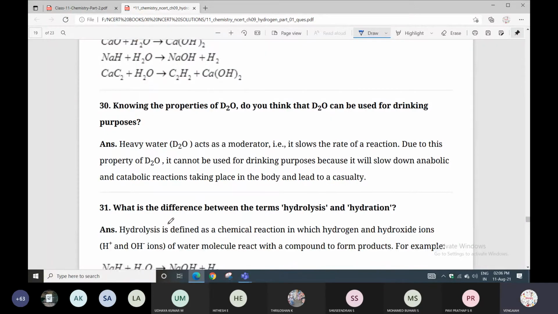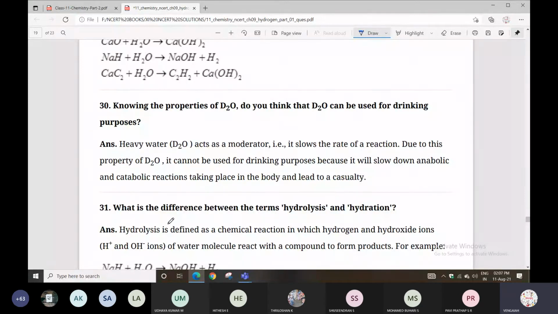Knowing the properties of D2O, do you think D2O can be used for drinking purpose? It is heavy water. Can you use heavy water for drinking purpose? Heavy water acts as a moderator and slows down the rate of reaction. Due to this property D2O cannot be used for drinking purpose, because it will slow down anabolic, metabolic and catabolic reactions taking place in the body.